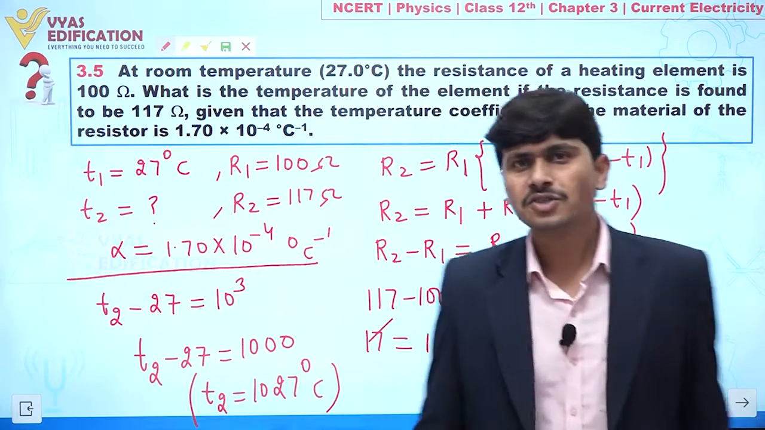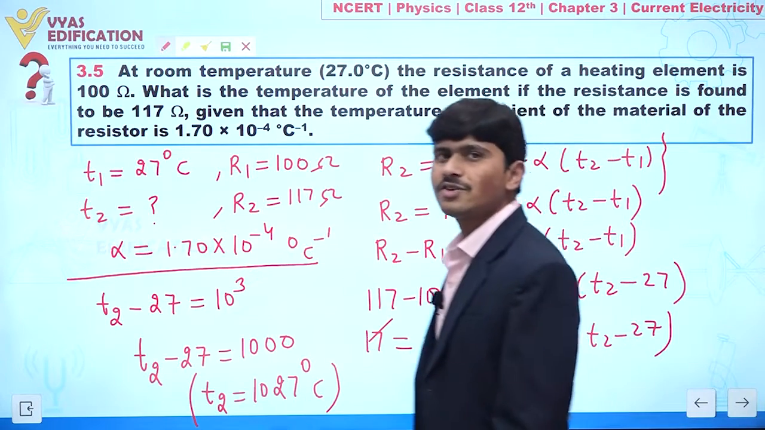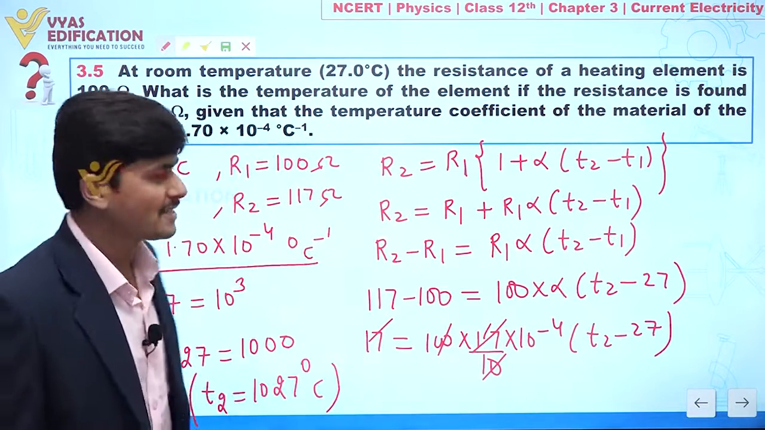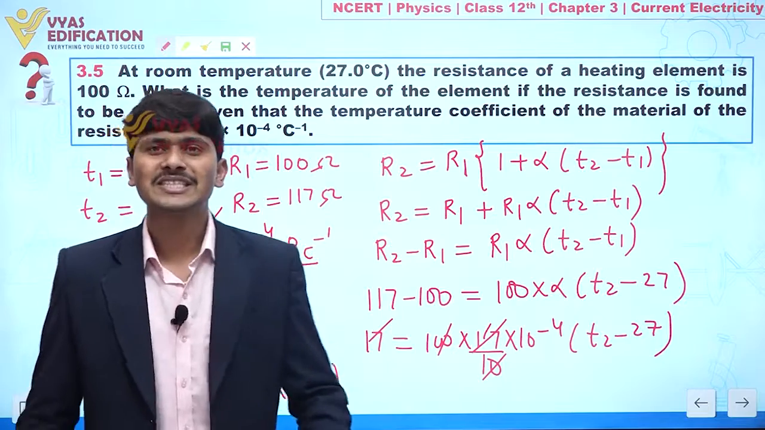Clear to everyone? So the T2 value is 1027 degrees Celsius. Clear? So this is all about this question.